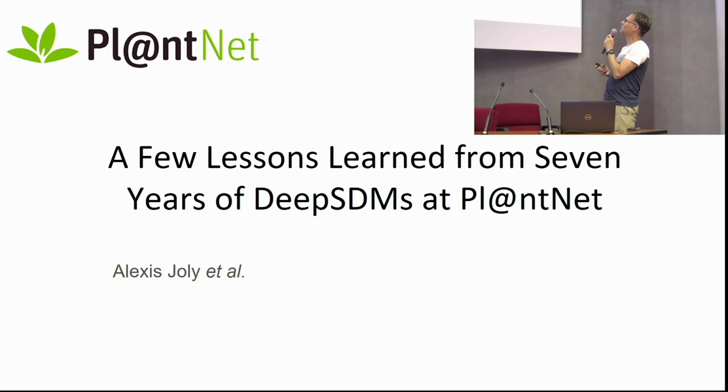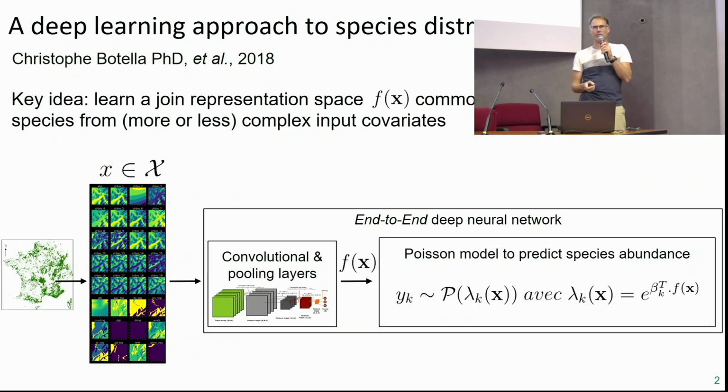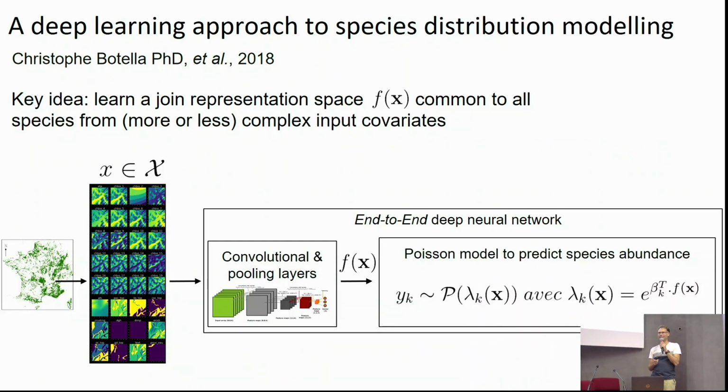So as you see in the title of my talk, we started to work on DeepSDMs like 7 years ago in the context of the PhD of Christophe Bottella. So the PhD topic was not about that, it was about bias in sampling efforts. But since we had skills in the team about deep learning, we thought it was a good opportunity to also try this kind of model. And because we knew that representation learning provides a lot of benefits on any problem, we believed it could be a good idea.